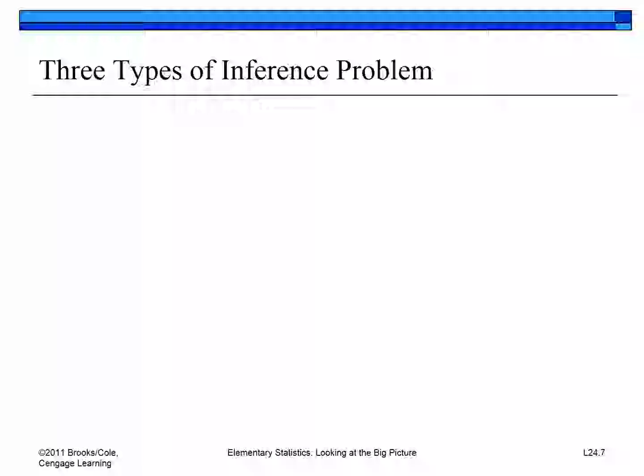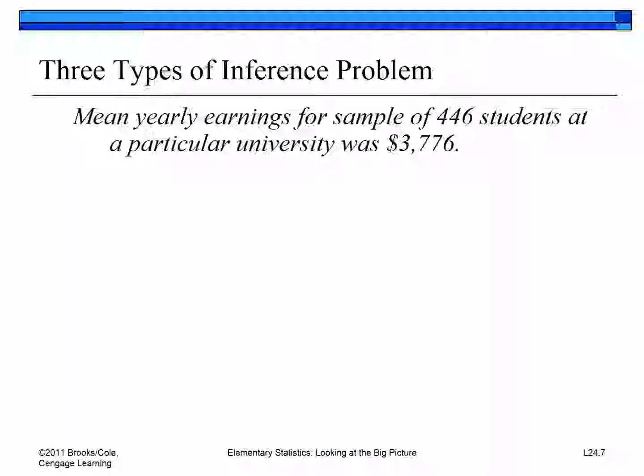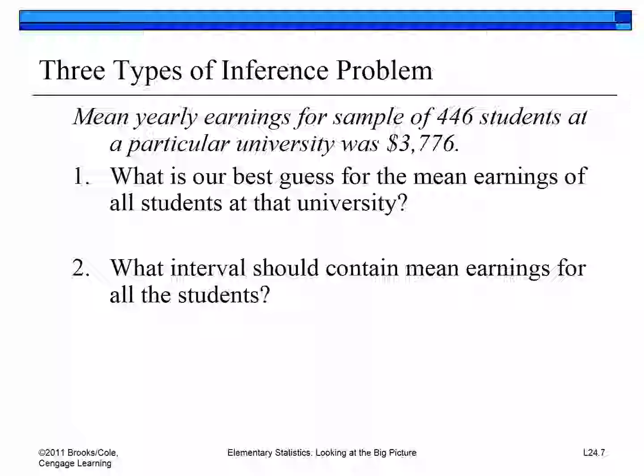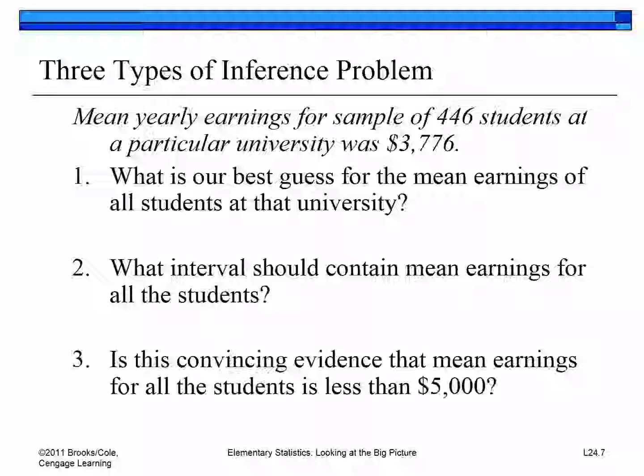Now, as before, there are three types of inference problems we can talk about. For example, we can talk about the mean yearly earnings for a sample of 446 students at a particular university was $3,776. What can we infer about the population? Well, we might just simply make our best guess for what the mean earnings would be for all students. We might ask what interval should contain the mean earnings for all students. And finally, we could ask if we have convincing evidence that the mean of earnings for all students is less than $5,000.